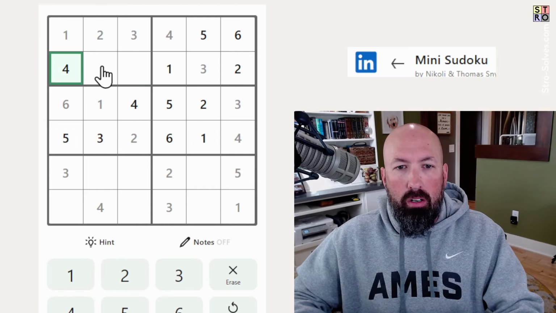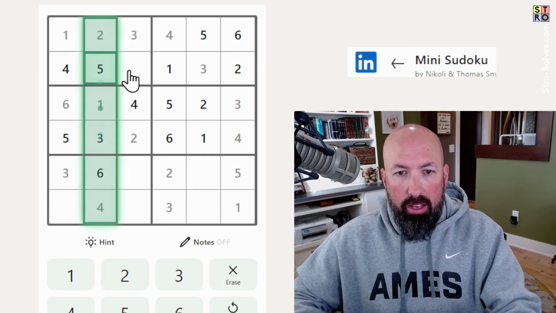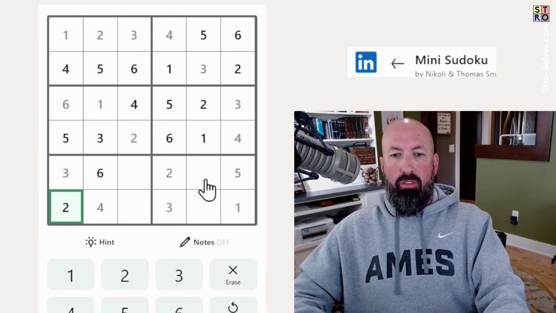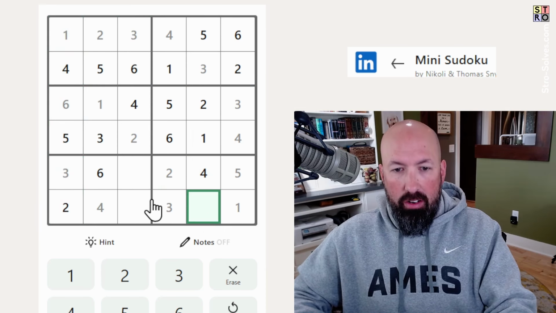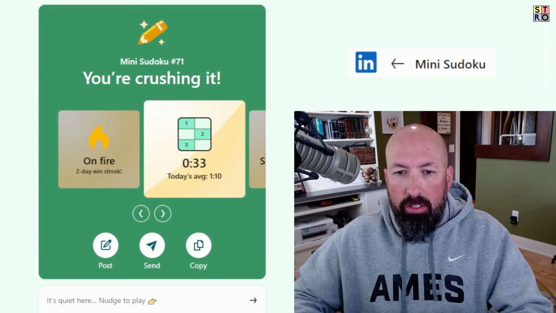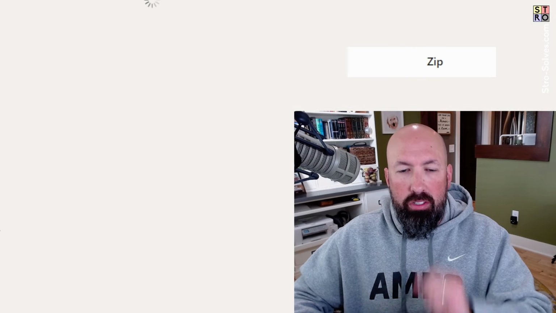This is the 4. We need 6 and 5 and 6. And this is a 2. And these are 4 and 6 here. And then the final digits are a 1 and a 5. There we go. Very nice. Moving on to the zip.